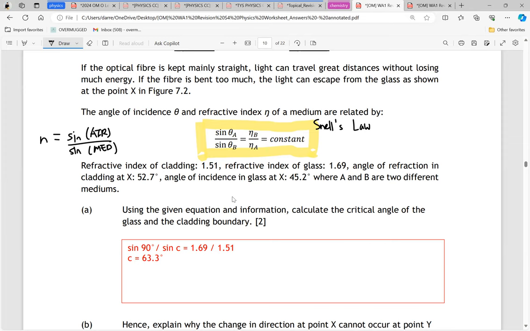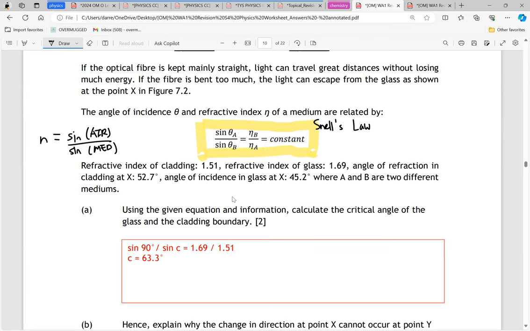But the real formula doesn't just study with air, because there's a possibility, as we see in your optic fiber, that it's between two different mediums. It doesn't necessarily have to be between air and another medium. So the real formula actually looks like that, where the angle in A over the refractive index in A. So in a way, can you see it's like a cross? And this gives you your overall refractive index specific to between the two mediums. So if they want to test you at prelim or at O level, they must give you this formula. Your job is to put in the numbers.